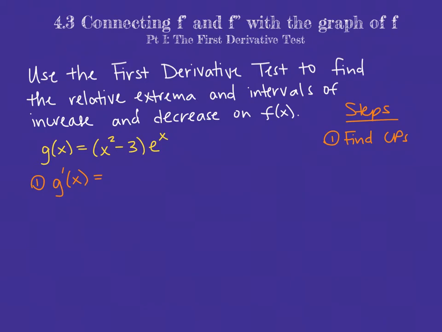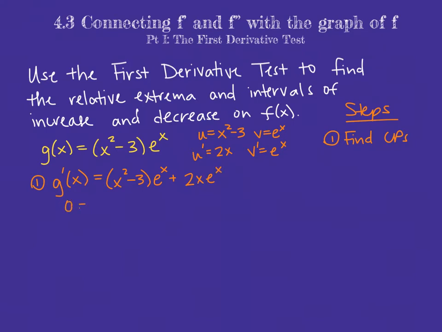Now, g here is a product, so we actually need to use the product rule. So we'll let u be x squared minus 3, and v will be e to the x. Then u prime, using the power rule, is just 2x, and v prime is the same as v, e to the x. So we'll do u times v prime, so we'll have x squared minus 3 times e to the x plus v times u prime, so 2x e to the x.